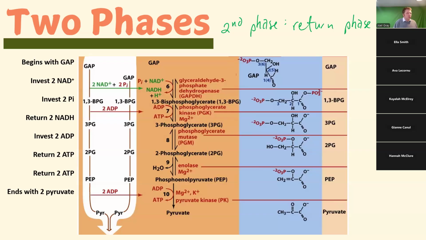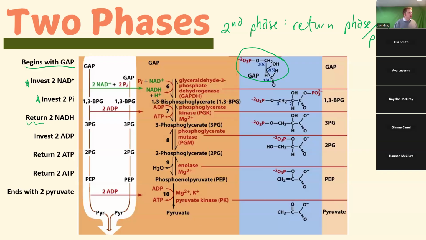Return, or it's sometimes referred to as the payback. And not payback in terms of revenge, but instead in terms of, well, what are the products that you're getting? Remember, we started with two molecules of glyceraldehyde 3-phosphate. So that's where we start. Throughout this process, we're going to invest two NAD+. We're going to invest a pair of inorganic phosphates, or Pi's.